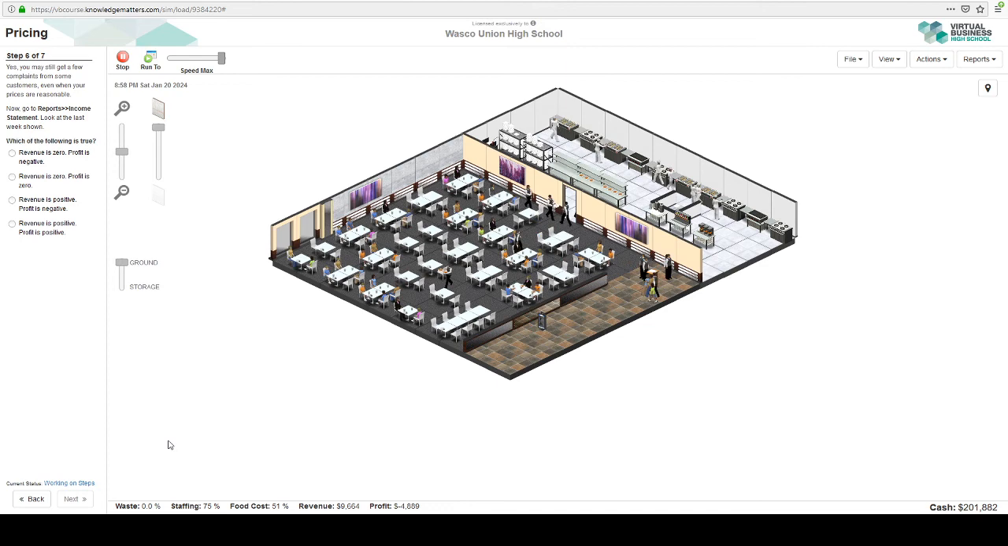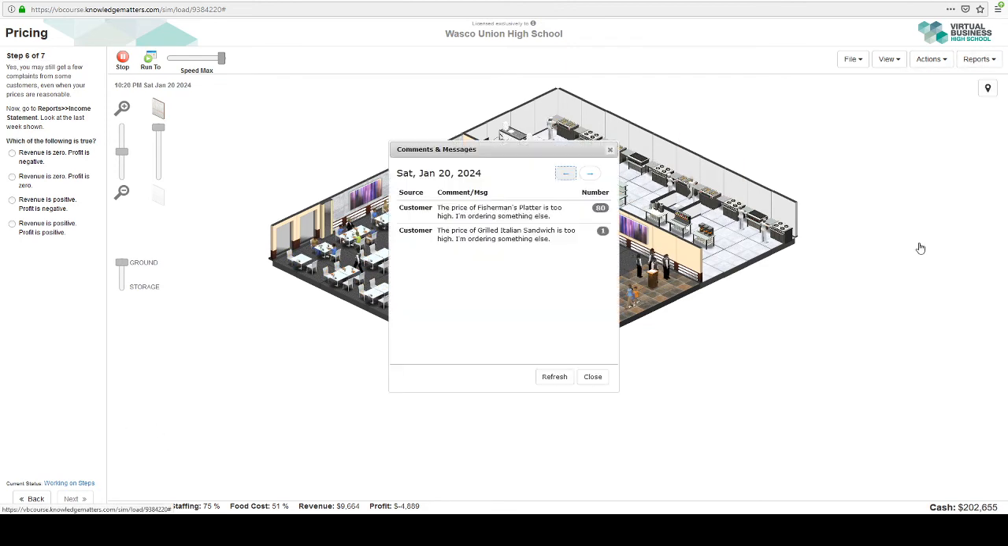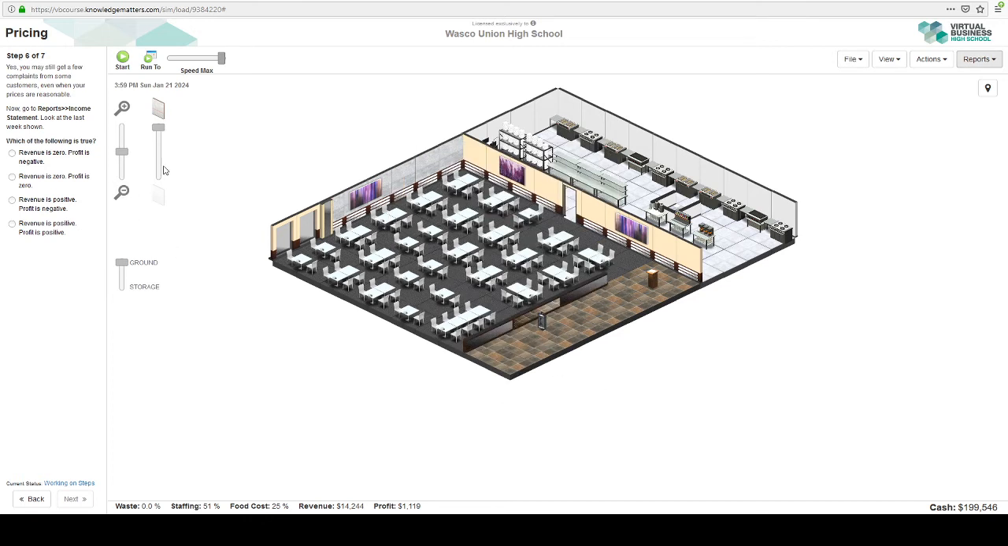Now, even when we have reasonable prices, some customers will complain. So it's important to pay attention to how many people are complaining. If only one person is complaining about the grilled Italian sandwich, then I wouldn't worry about it. Now, if 82 people are complaining about the fisherman's platter, this is obviously something we need to pay attention to. But we already knew that when we priced it.